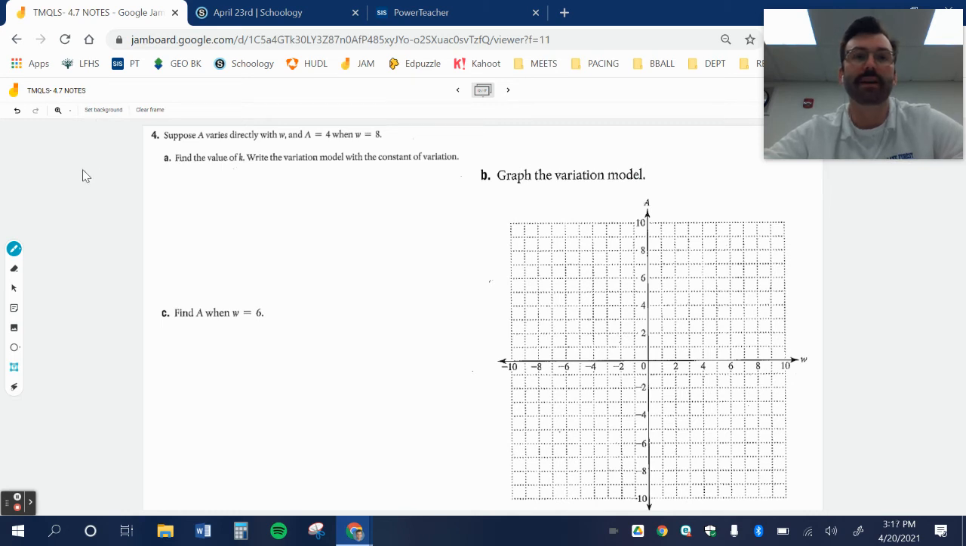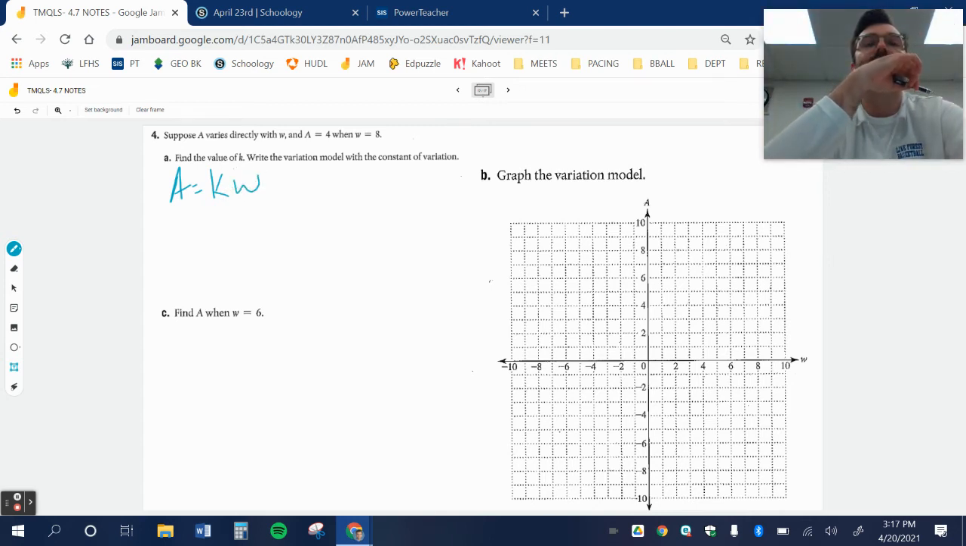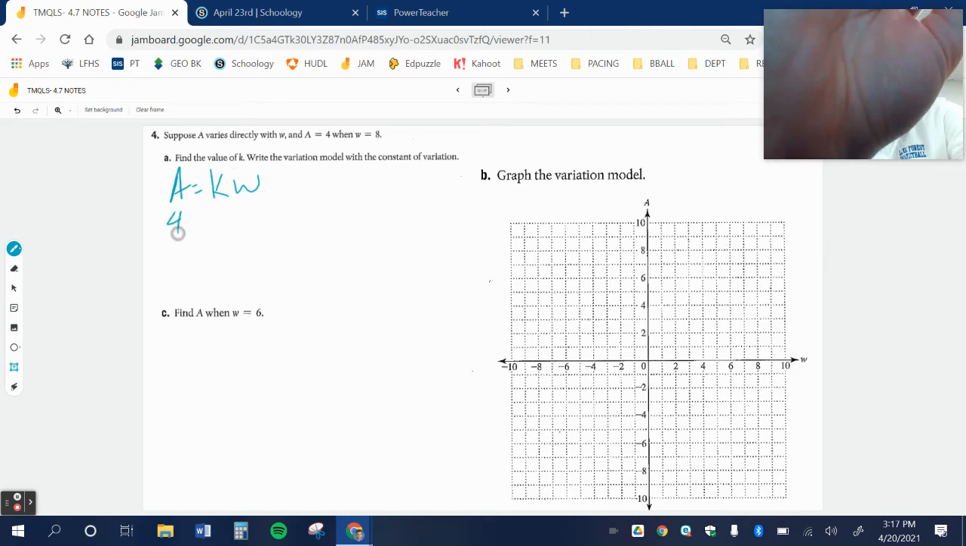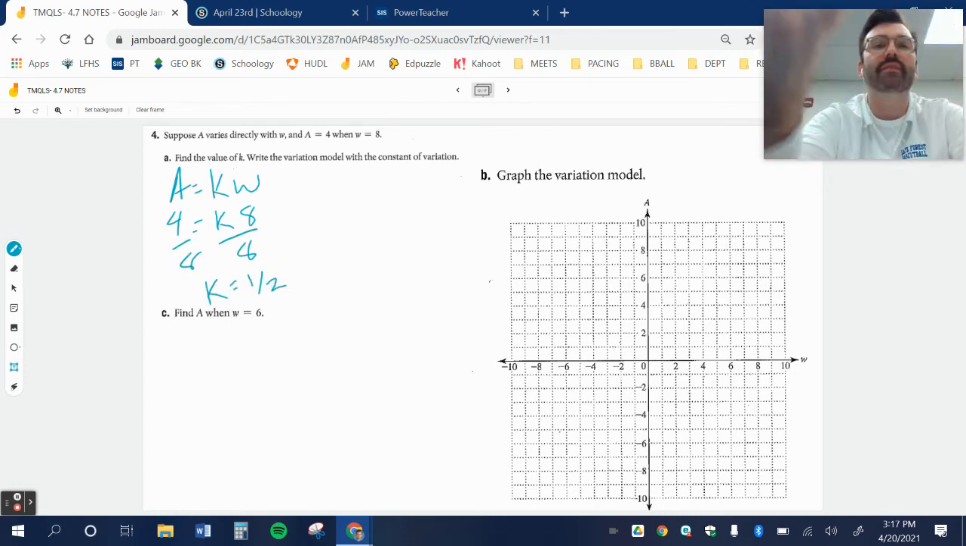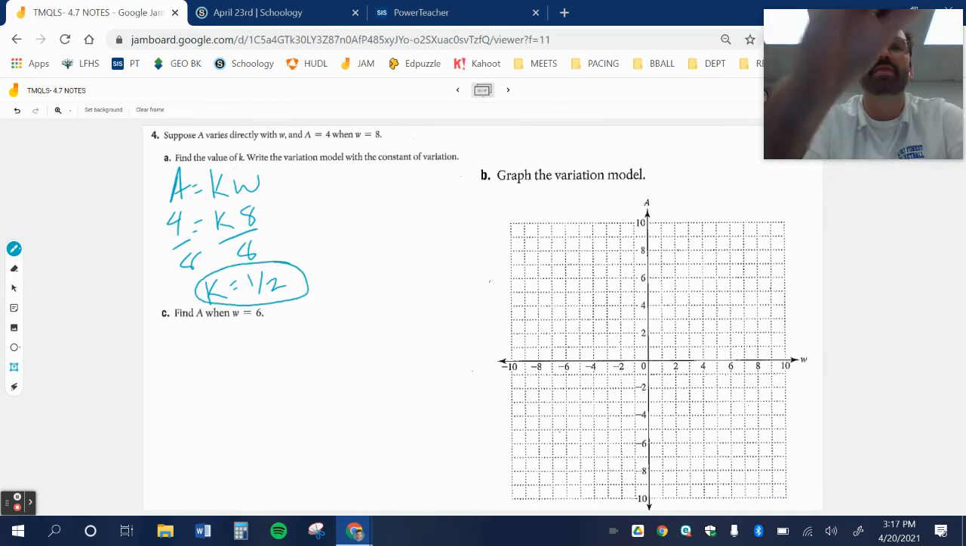Suppose A varies directly with W. So right away, I know that A equals KW. All right, when A equals 4 when W equals 8. So A is 4 when W is 8. So if I divide by 8, that means K equals 1/2. Find the value of K. Oh, well, I just did that. Write a direct variation model with the constant of variation. So y equals 1/2 W.